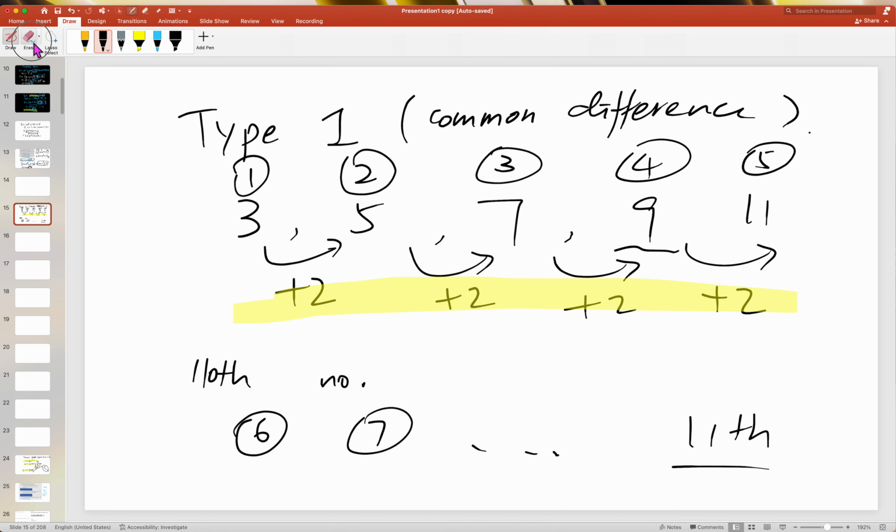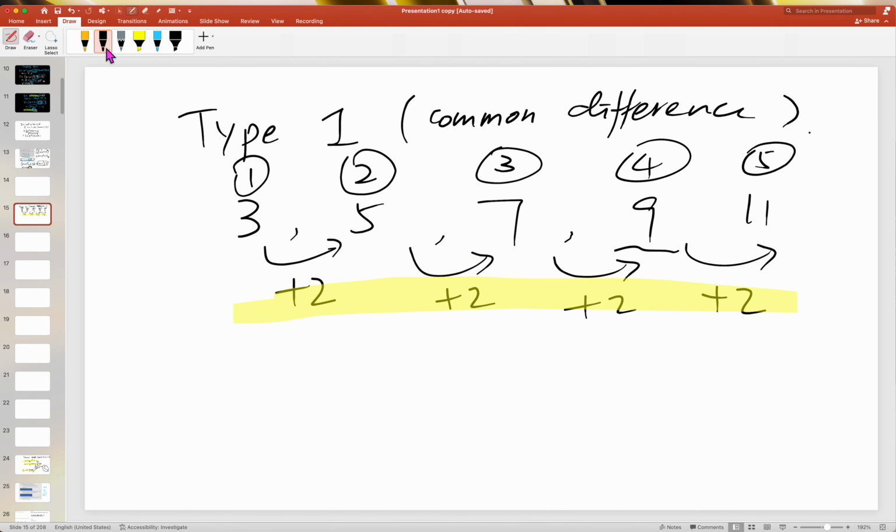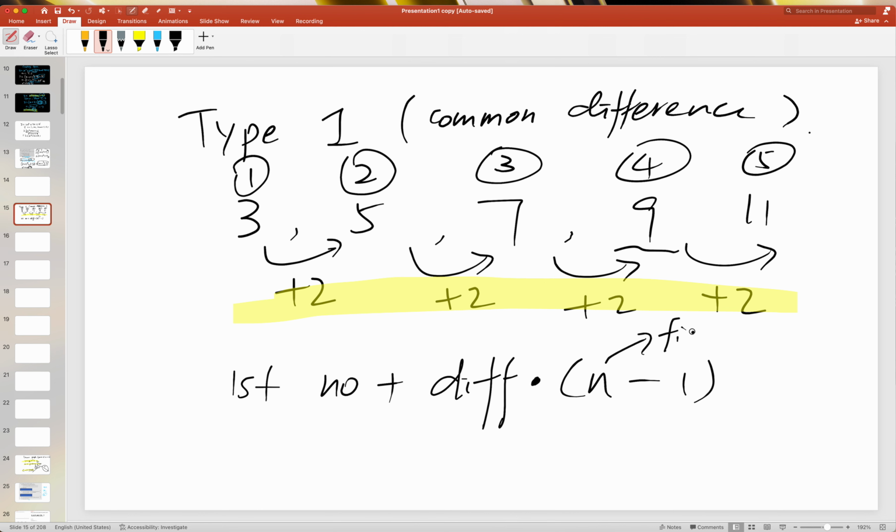So type 1 number pattern, you have a common difference, then you can use a formula (有一个公式). The formula is the first number plus the difference times n minus 1, and the n here is the figure number. Okay, so let's use the formula to find the 11th number. What's the first number in this number series? By the way, this is called the number series. The first number is 3, and the difference is plus 2.